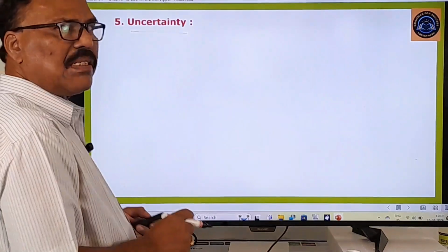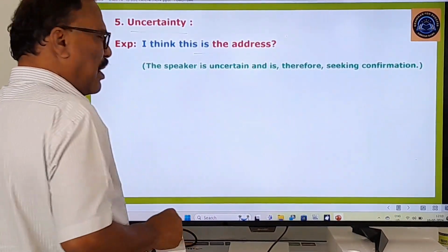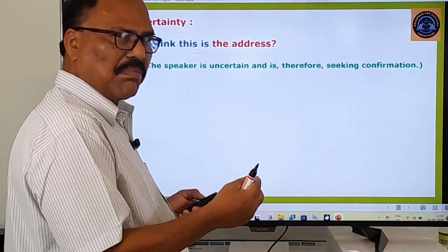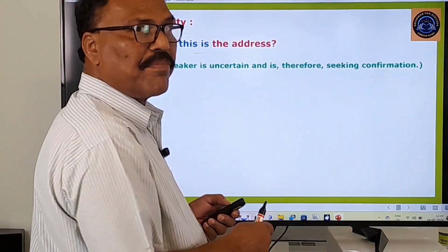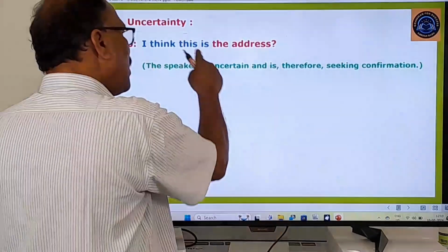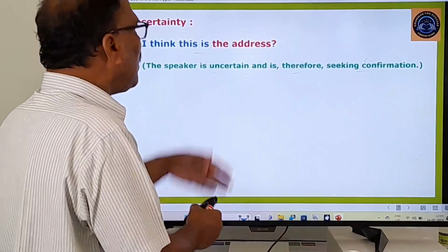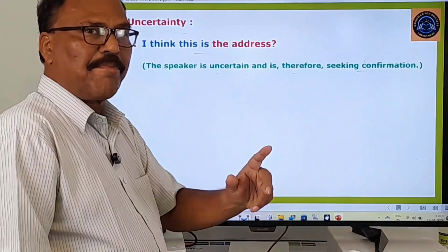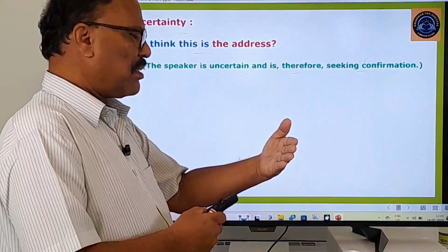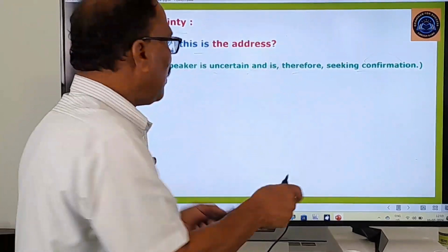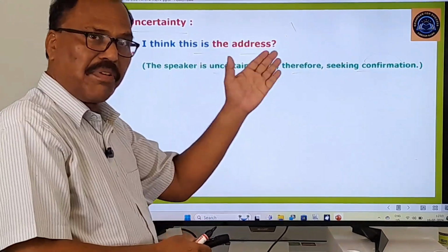Uncertainty is there. What is that uncertainty? Here you pay attention. I think this is the address. Sometimes you say, I think this is the address. Idena address? The speaker is uncertain, and is therefore seeking confirmation. Idena address means what? You are seeking confirmation. When you say this, you are seeking confirmation. Are bhai, idena address? Here the rising intonation is there. Because you are seeking confirmation.